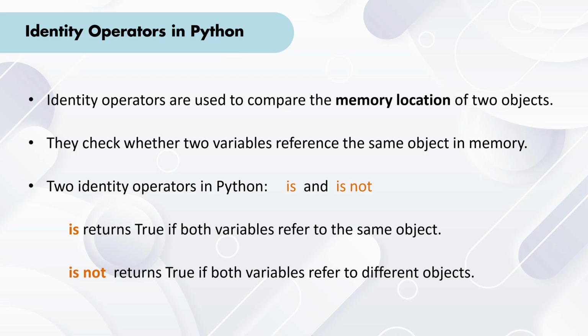Identity operators check if two variables point to the same object in memory. Python provides two identity operators: one is 'is' and the other is 'is not'. Unlike equality comparison, which checks if values are the same, identity operators determine if two variables point to the same object in memory. Let us write some simple Python code for identity operators and see the output.